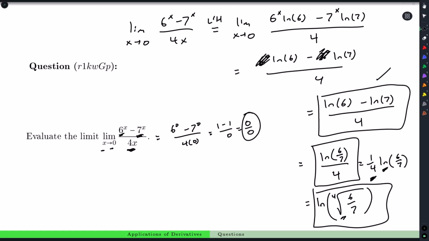But these other expressions are perfectly acceptable, and they might have their uses depending on whether or not there was more to this question and more to do with this function. But either way, we got our answer thanks to L'Hopital's rule.